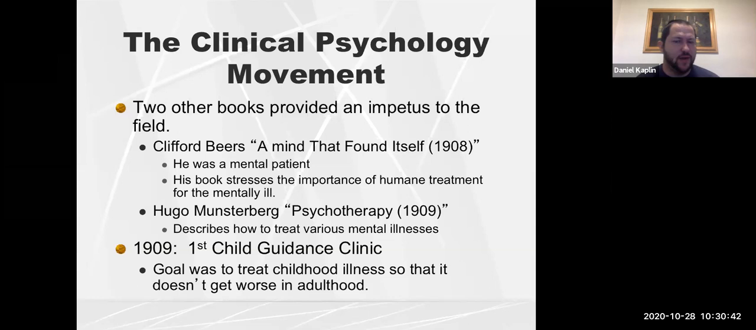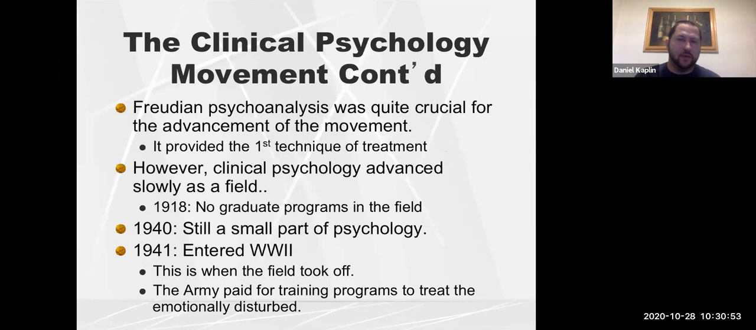And then the first child guidance clinic was created to address problems in childhood so that they don't continue in adulthood. We also see Freudian psychoanalysis is quite crucial here. It's the first systematic approach to treat mental illness, so psychotherapy, Freud gets credit for. But if we were to look at it, it was fairly slow moving as an applied discipline.